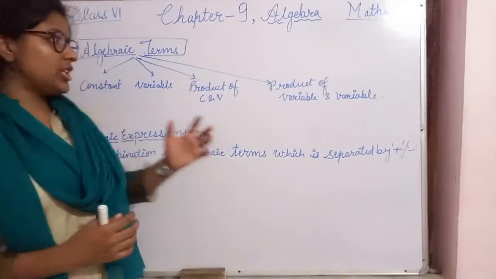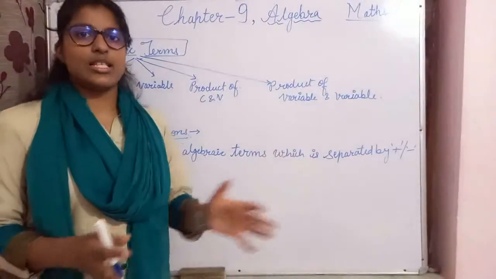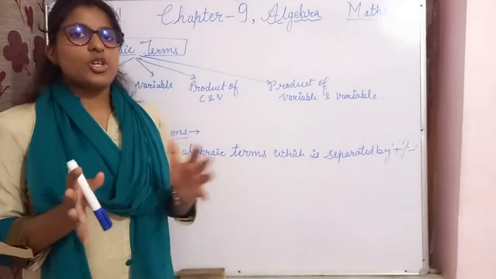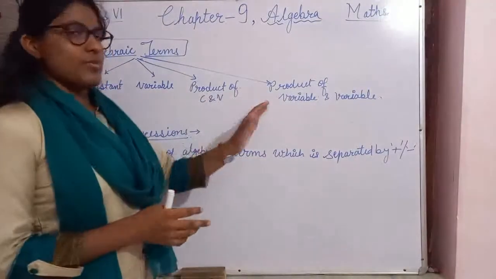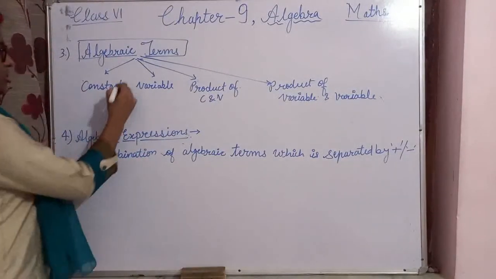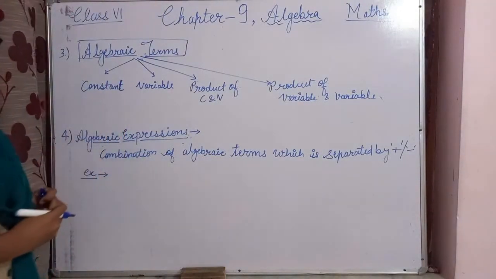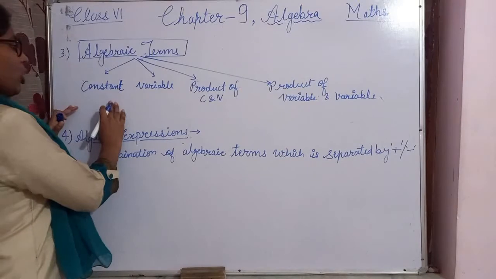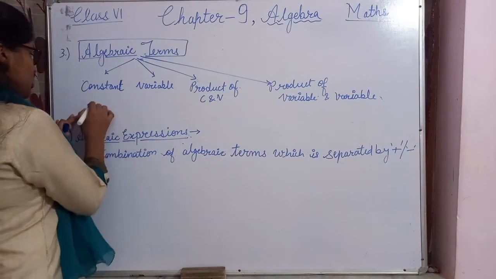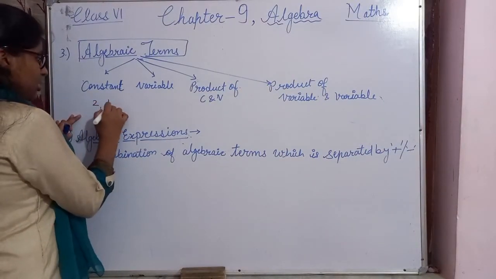How do we make algebraic expressions? We need these 4 terms for making algebraic terms. One is constant, which I already explained to you. Constant means a fixed numeric value. You can write any number there.